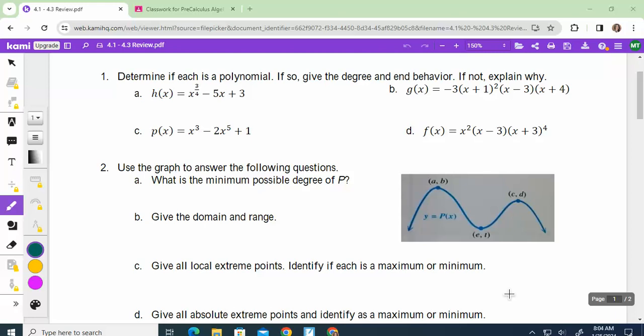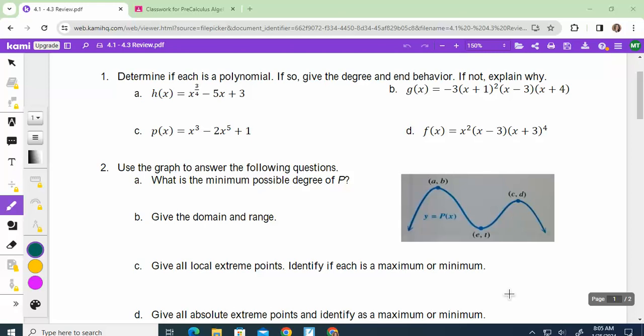What kind of numbers? Radicals, real numbers. Real, something like that. It has to be a whole number. The exponents have to be whole numbers. So 0, 1, 2, 3, 4. So no negative exponents, no fraction exponents.